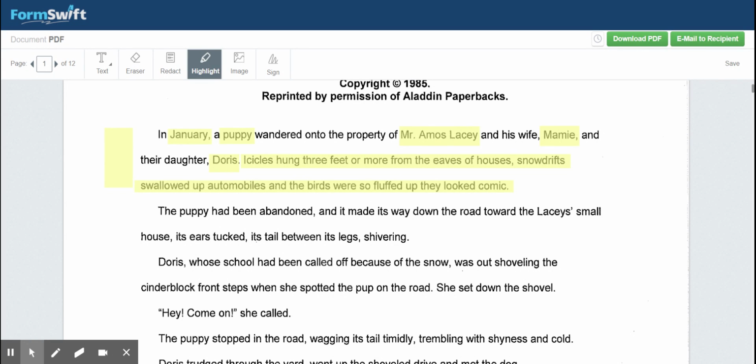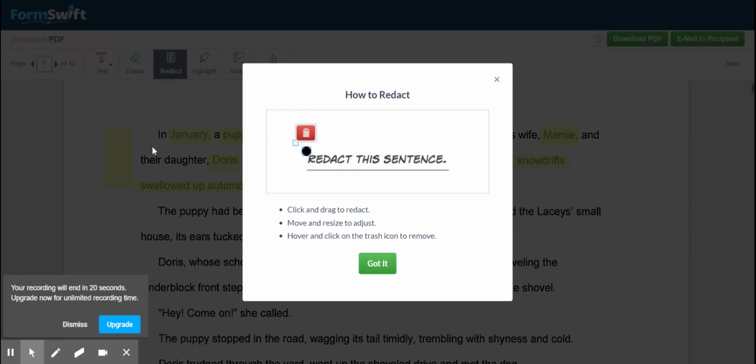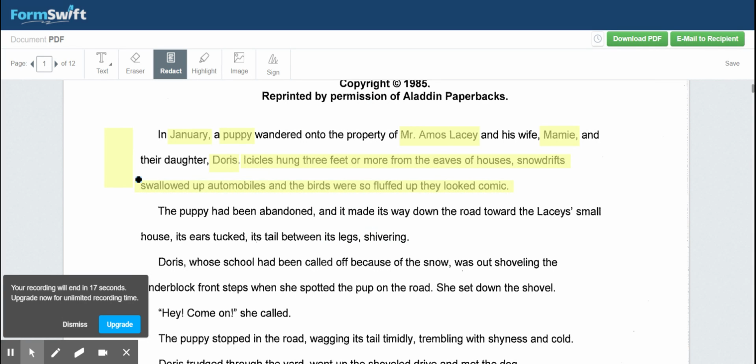Icicles hung 3 feet or more from the eaves of houses. So I'm almost 6 feet tall. So these icicles are half as tall as me. And that's a crazy image. It speaks about snowdrifts swallowing up automobiles. And I really like that. I think swallowed is super important, because if we remove the word swallowed and we put something like covered up automobiles or hid automobiles, the meaning is so different. Swallowed is critical to understanding this sentence. Okay, so we've looked at the intro, and we'll move on to the first part after.